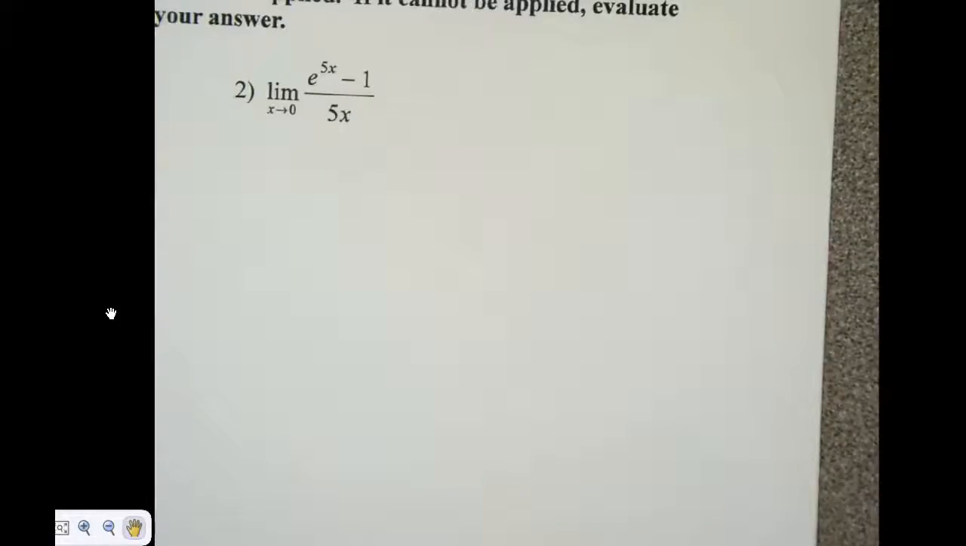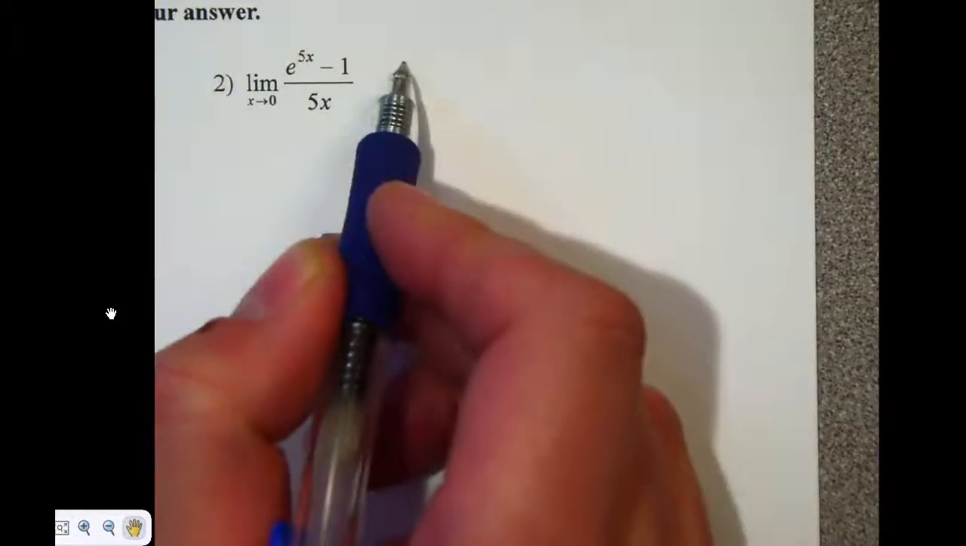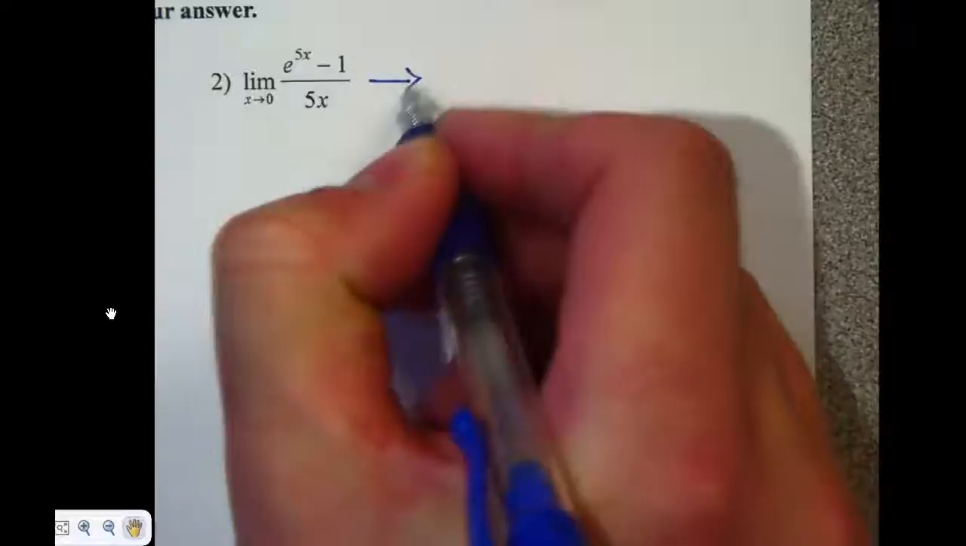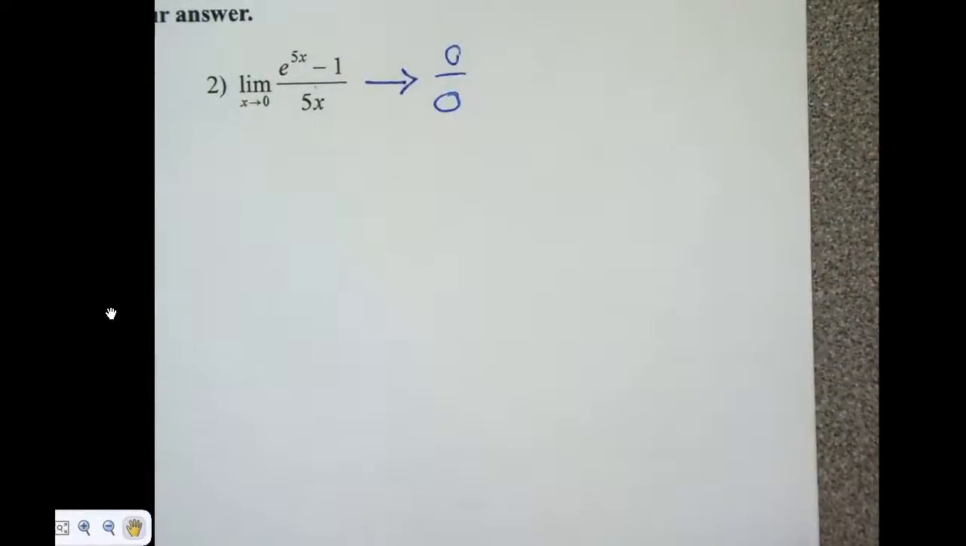So let's go through how to do it, and also the steps you have to write out to show the AP graders. If I plug in 0 on top, what's e to the 0? 1, minus 1. So I get 0 on top, right? What do I get on the bottom? So you're going to do this. Don't put an equal sign, because it's not true that that equals 0 over 0. It gives us 0 over 0.